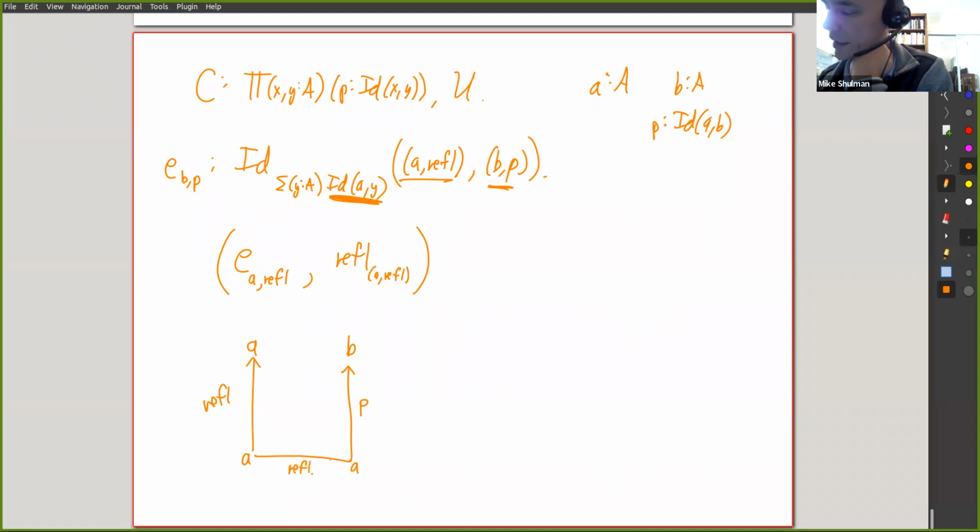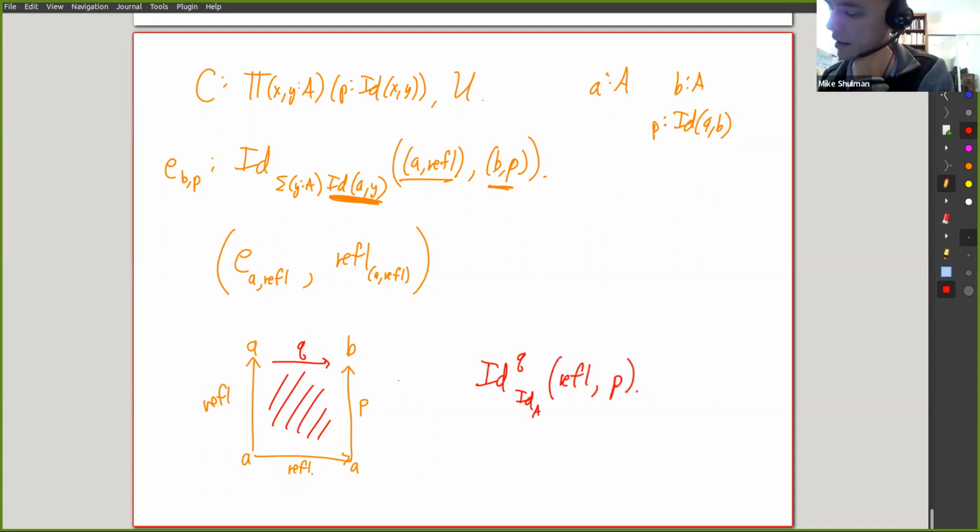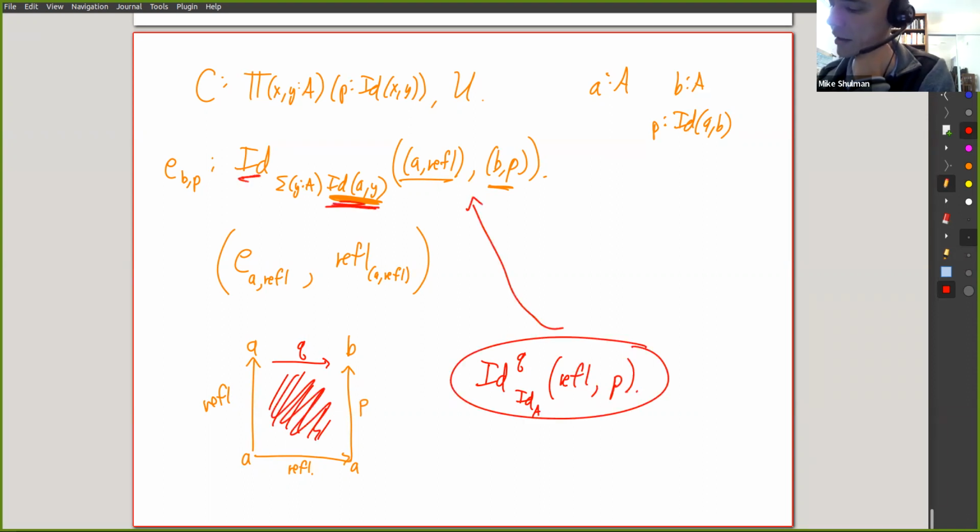Okay, so you need to be able to fill this here, this cube, this square, because that's going to be an id depending on. So if this is a q here, this is going to be an id depending on q in id A from refl to p. And so this square here is that, which is going to be the second component of this identification in a sigma type. And then q is going to be the first component of that. A is equal to p to b.